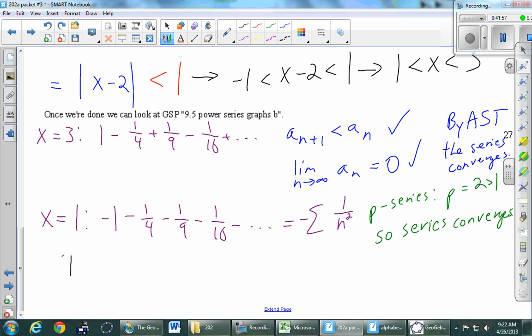So the interval of convergence for the original series. So we've already decided it's all the x's between 1 and 3. That's right. And with all this work, we decided at those two endpoints it converges. Okay, real common to use interval notation for interval of convergence.